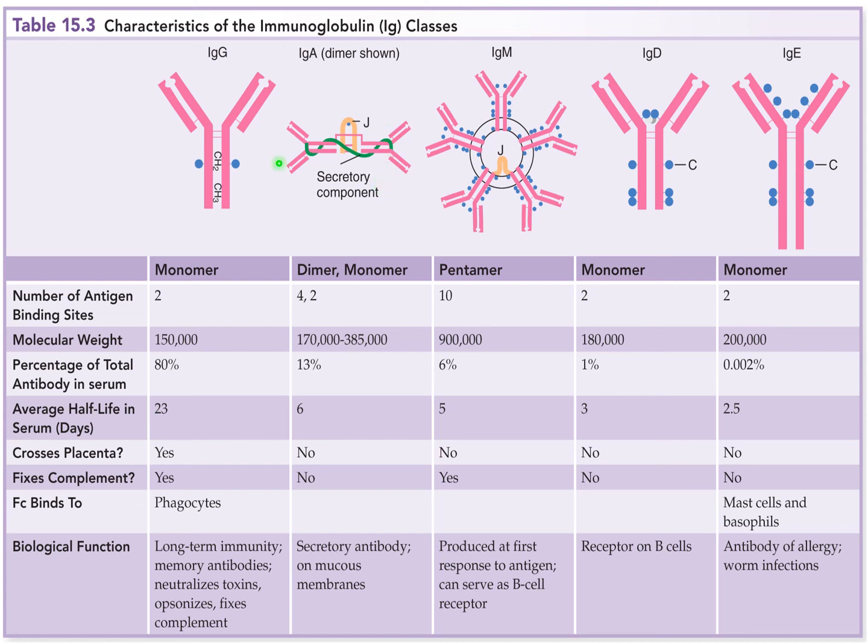So where we find most IgA is in body secretions: saliva, mucus, tears, breast milk. And so IgA actually is going to be important in the newborn in that it will help establish some of the immunity of the newborn, especially in the digestive system.